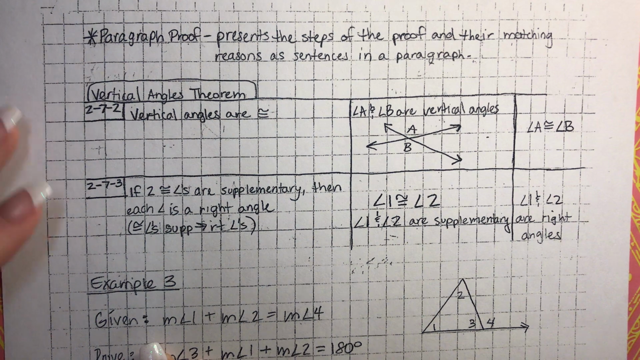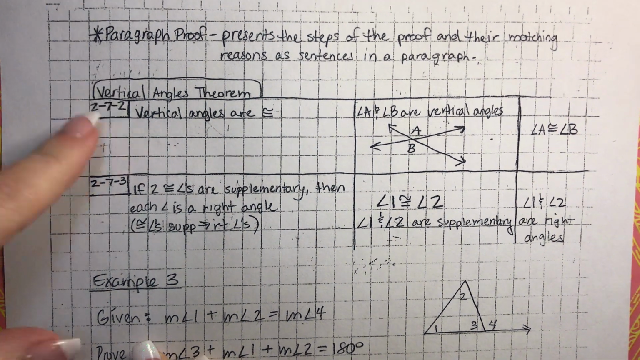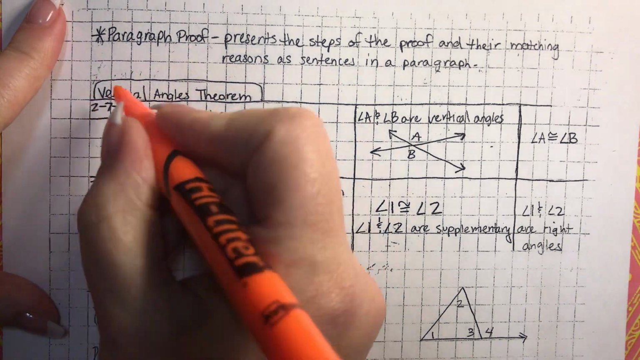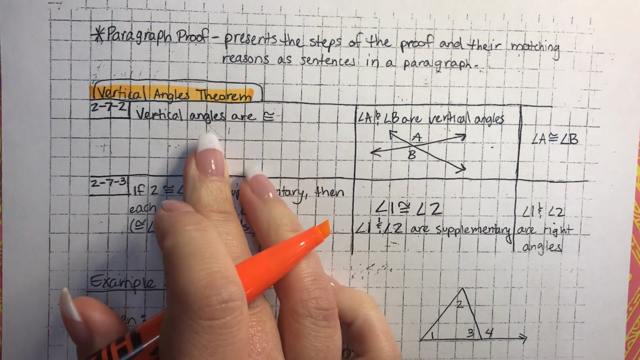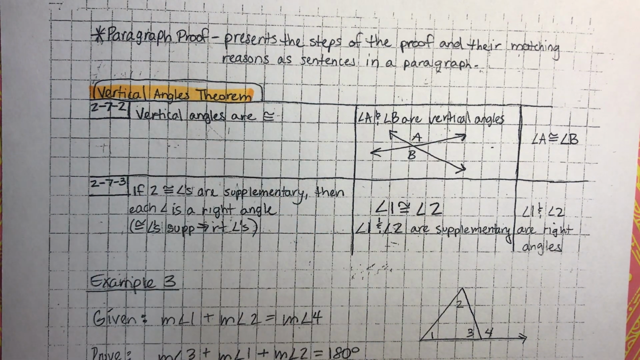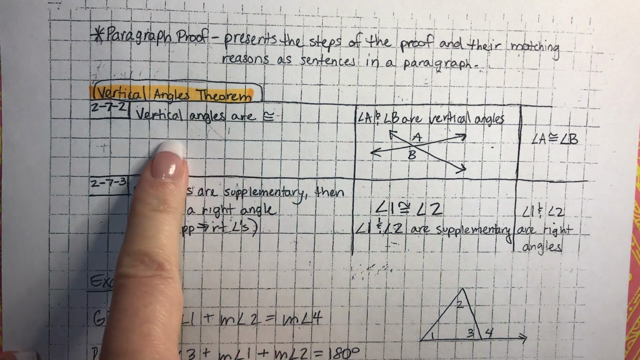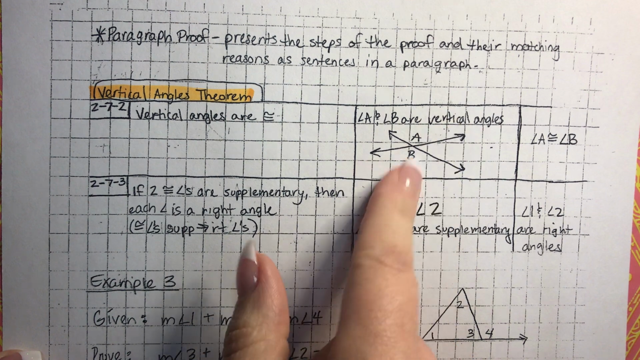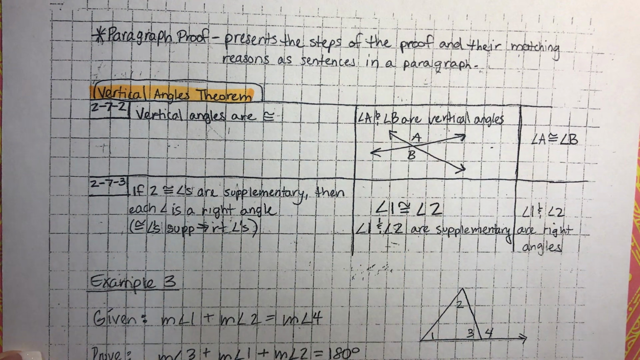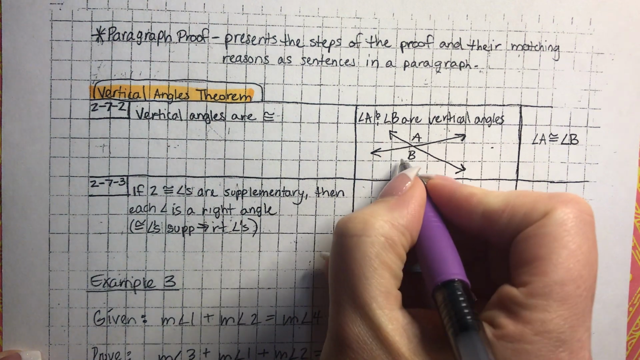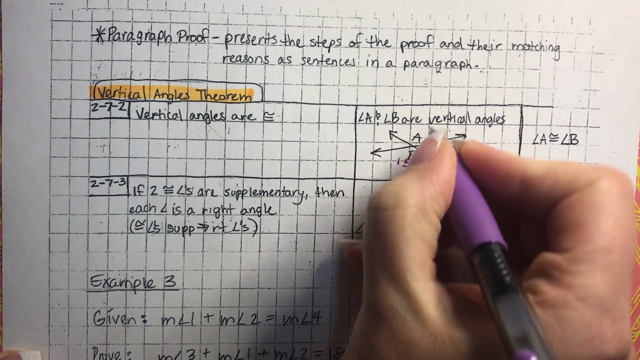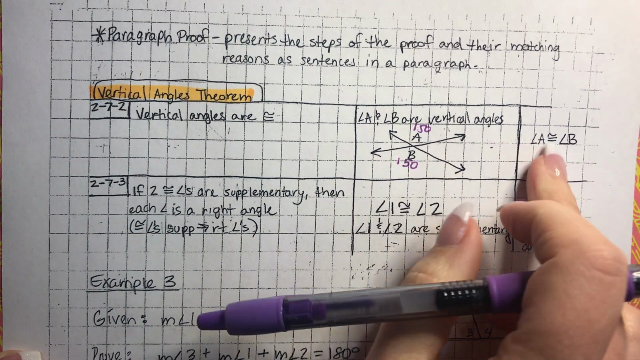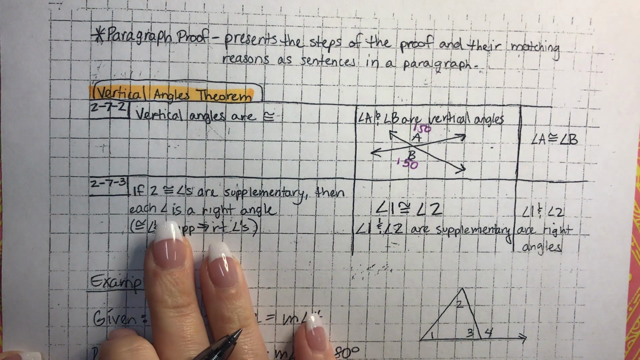But before we do that, we have to talk about these 2 theorems. Now, this one right here, you are going to use this one all the time. This is the vertical angles theorem. We talked about vertical angles at the end of chapter 1. Basically, it's pretty simple. Vertical angles are congruent. So if you have 2 lines, it's the angles that are directly across from each other, and they're the same. So if this was 150 degrees, then this angle would be 150 degrees. Angle A and angle B are congruent by the vertical angles theorem.